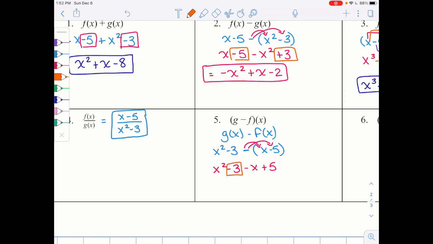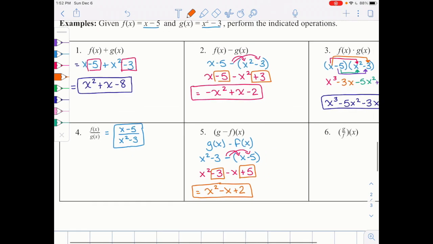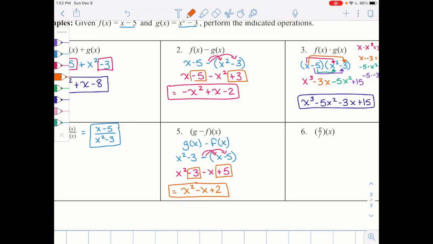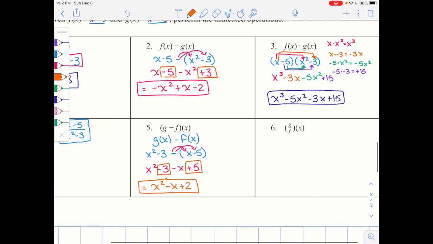Combine our like terms, and we're going to be left with x squared minus x plus 2. Notice how this one and the one above it are not the same, so changing the order of subtraction changed the function entirely.